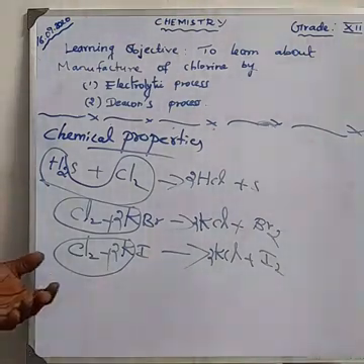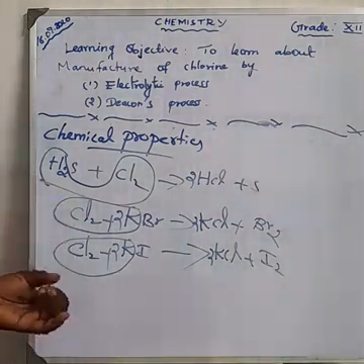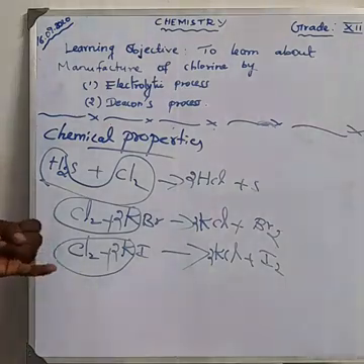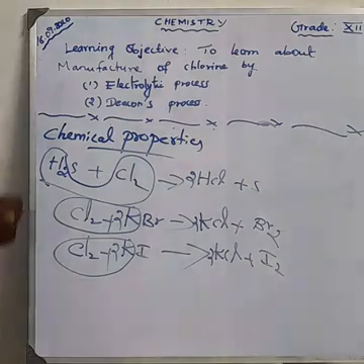Here we have very good non-metals: boron, sulfur, phosphorus, arsenic and antimony. We are taking these as the non-metals. The first one is boron, which combines with chlorine to form boron trichloride. Sulfur combines with chlorine to form disulfur dichloride, and phosphorus combines with chlorine to form phosphorus trichloride. Arsenic combines with chlorine to form arsenic chloride, and also tin combines to form tin chloride.